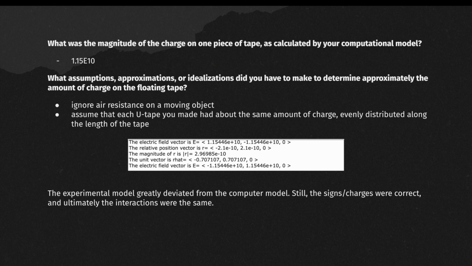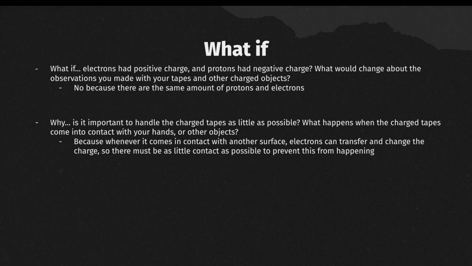And comparing our experimental model to the computer model, we can see that our numbers did slightly deviate. The computer model had larger final results than the recorded ones in the experiment, but despite that, we still had the same signs in the same results. So it still showed that the pieces would repel each other, and it did show that it had the same components for the electric field.